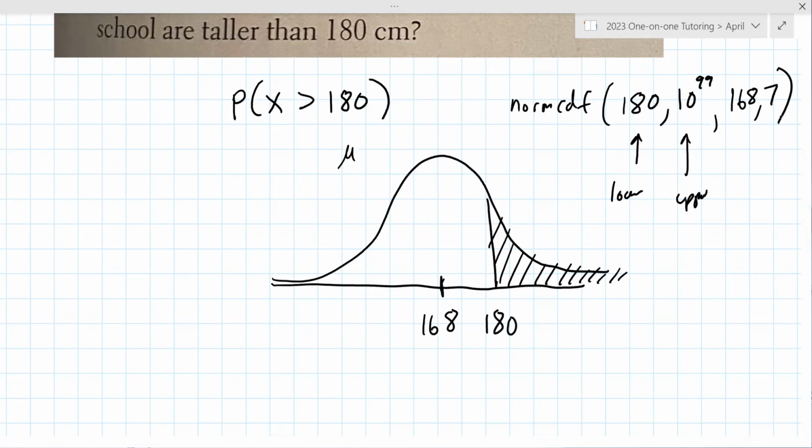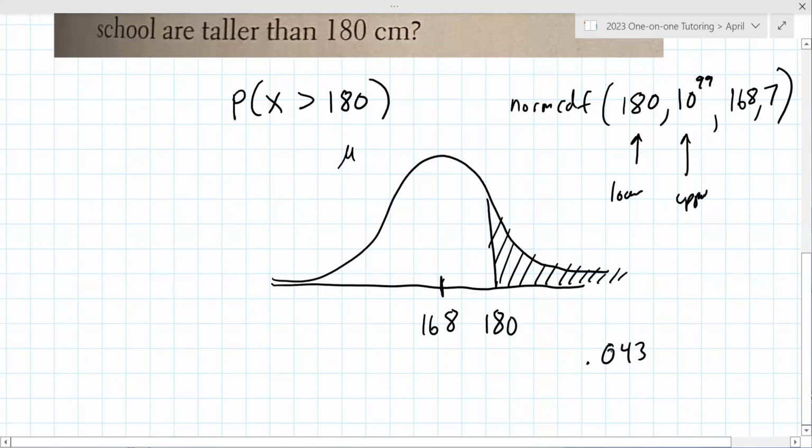I got 0.043. That sounds about right. The reason I know that is we're roughly 2 standard deviations away, so it's going to be in this area. Usually you go out to 4 decimal places on areas as well, so it would be 0.0432.